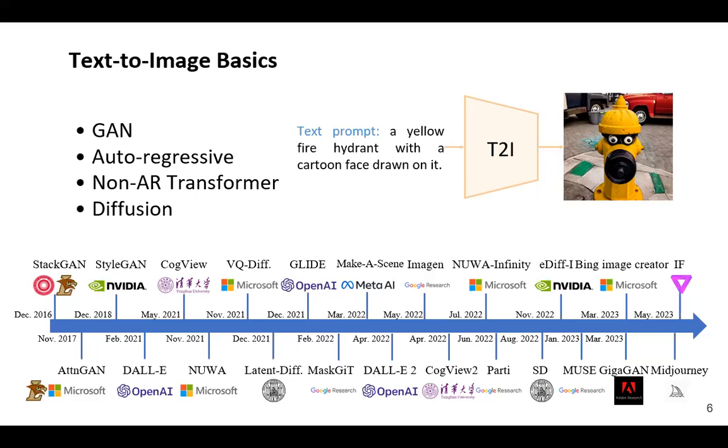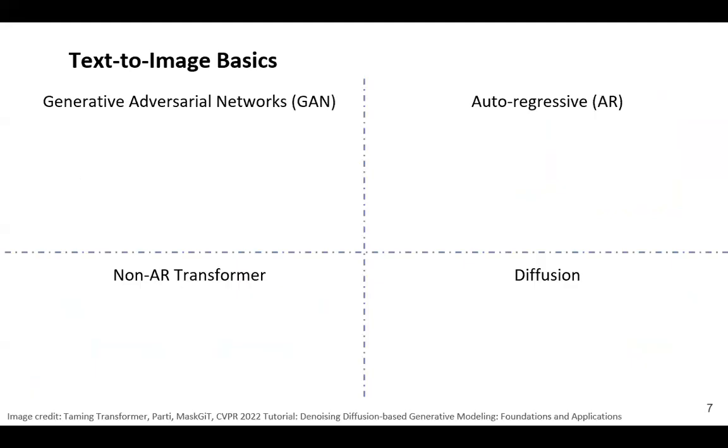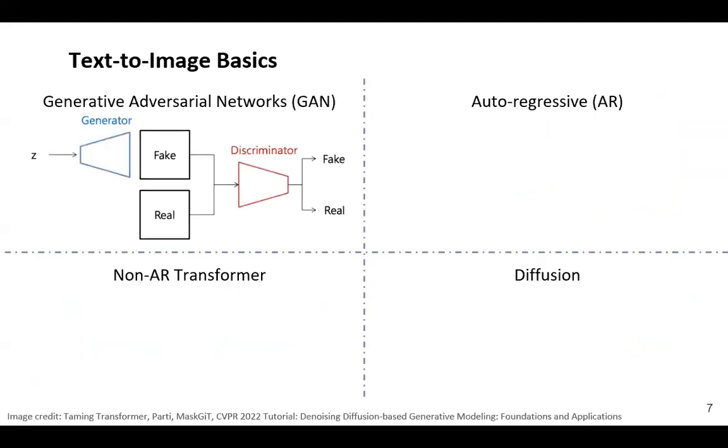So zooming into the image generation part, here are several representative image generation techniques. Starting from the classic generative adversarial network, or GAN. So GAN consists of a paired generator and a discriminator.